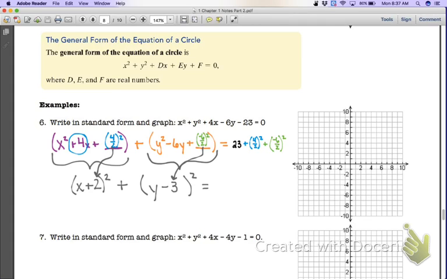Now the backside just becomes, what is everything? Well, 23 is 23. So I have 23 plus, what's 4 divided by 2? We already said that it was 2. What's 2 squared? 4. Very good. Then, negative 6 divided by 2 is negative 3. Negative 3 squared is a positive 9. Add all of those values up. 36.